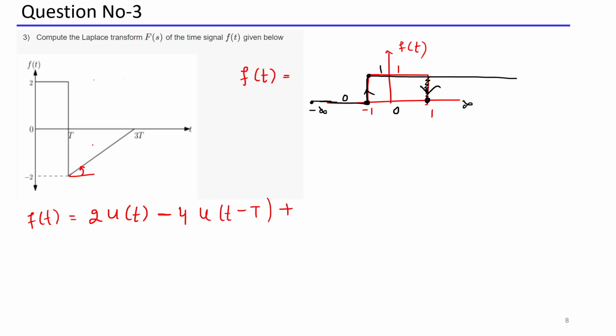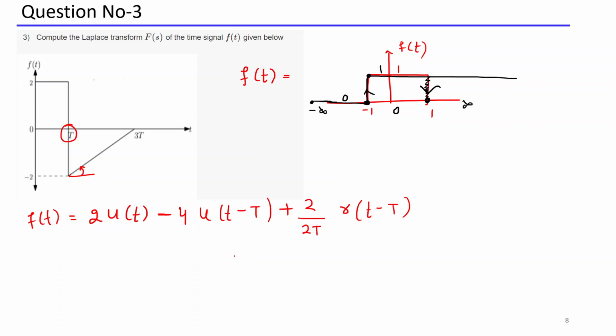Slope means change in y by change in x. Change in y is 2, so 2 by 2t. But you have to move, so how will you move? Write down R of, because it is a ramp signal, you have to write R of. At which point are you moving? At t. So it becomes R of t minus t.